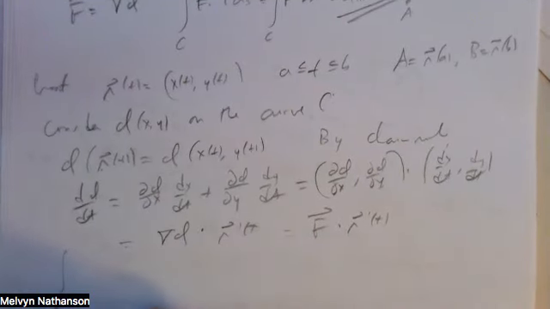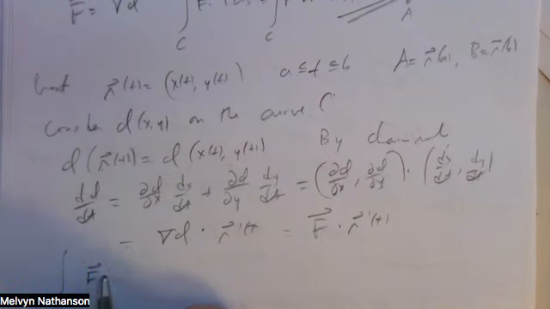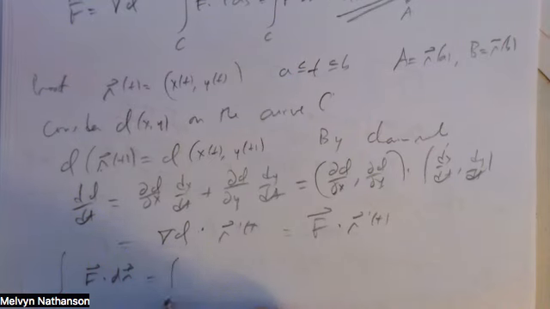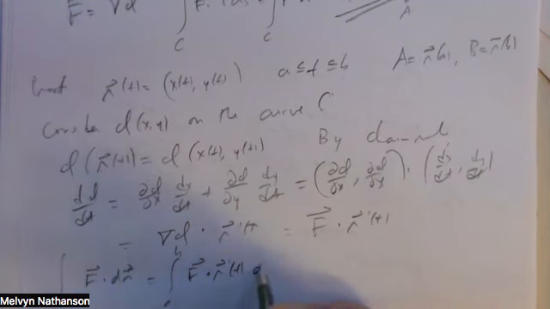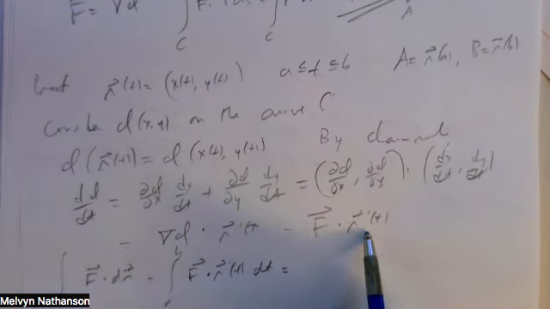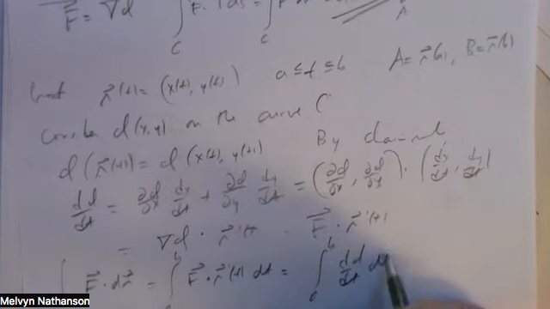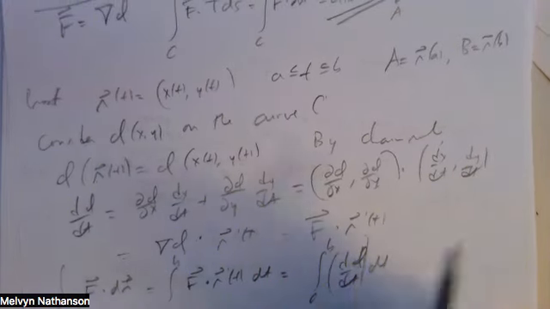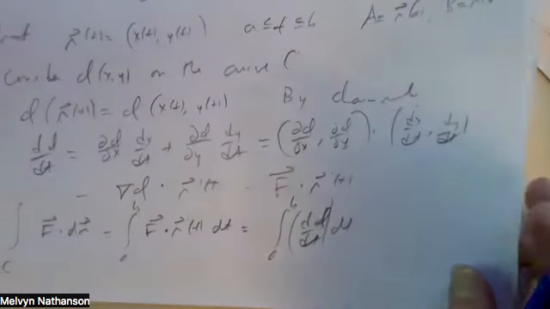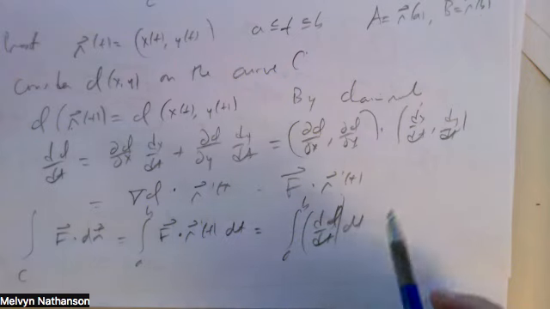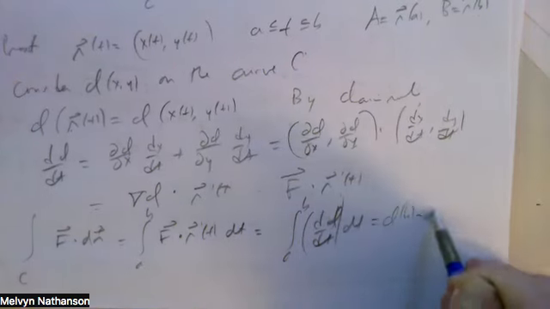So now the integral along the curve, F dot dr, the line integral, is the integral from A to B of F dot r prime of t dt. But F dot r prime of t is d phi dt. And this is just the baby fundamental theorem of calculus from first semester. If you integrate a derivative of a function, you get the function. So this is phi of B minus phi of A.